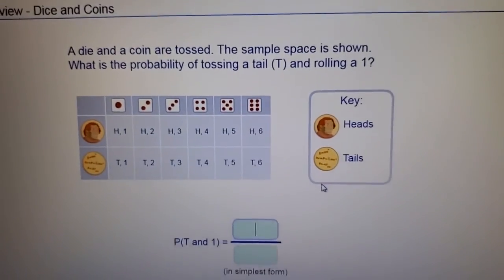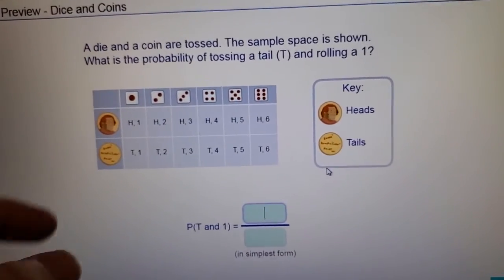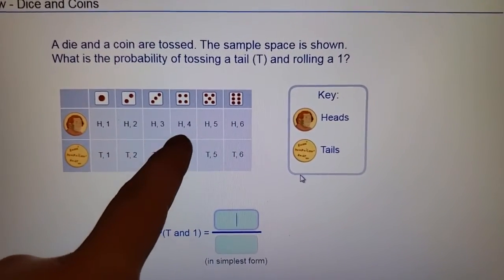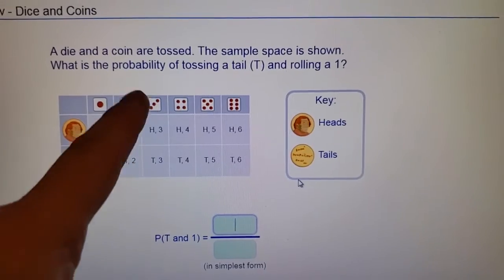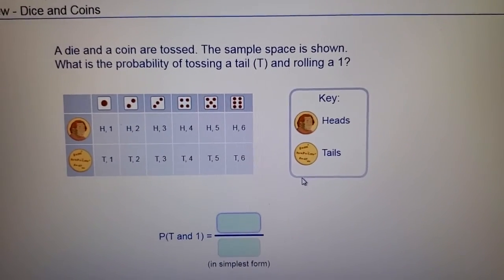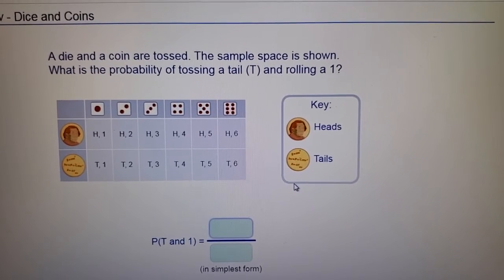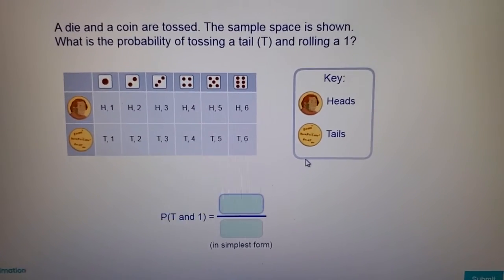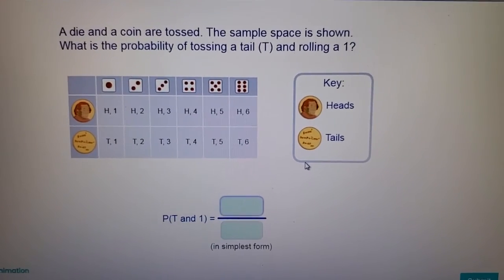And then there's some that have both dice and coins. See how the first one is heads because it's heads, tails all the way across, and then it has whatever number is in the column. So it says here, a die and a coin are tossed. The sample space is shown. What is the probability of tossing a tail and rolling a 1? So it has to be tails and 1.